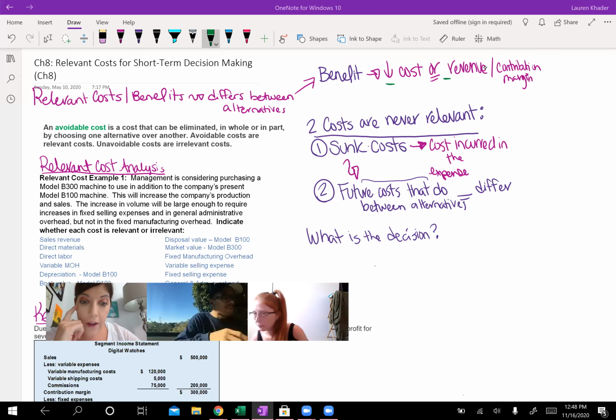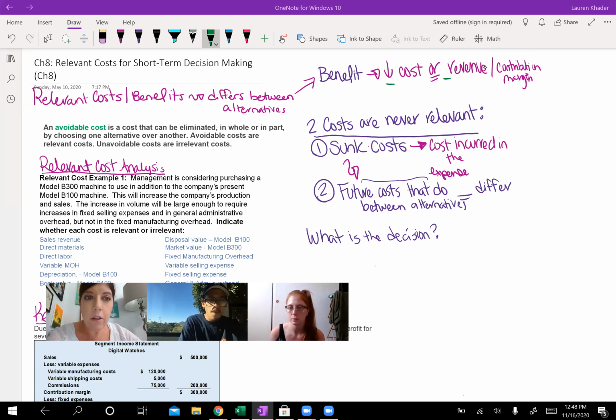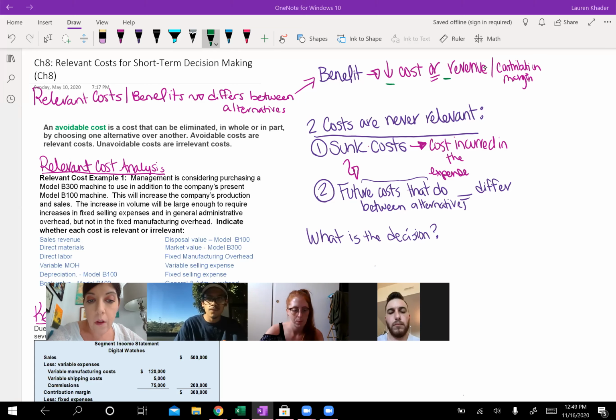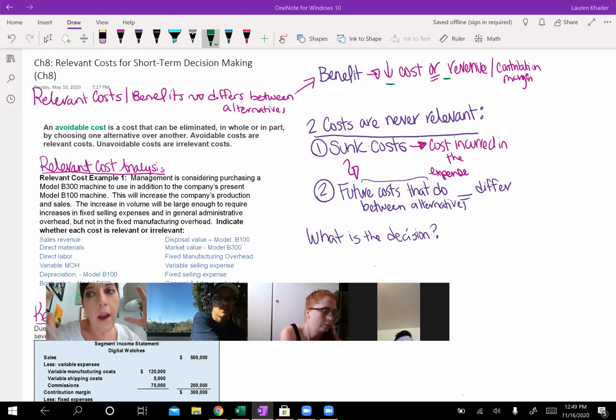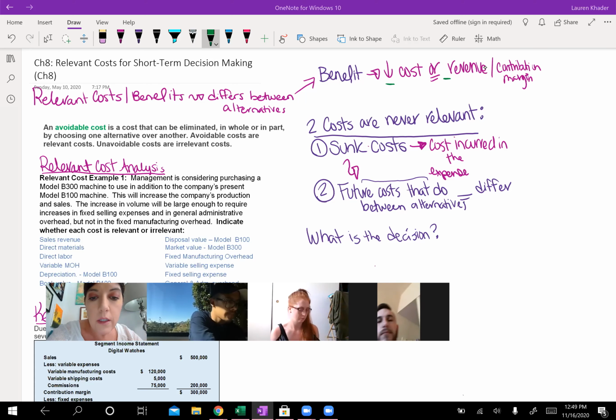So, chapter 8 is all about relevant costs for short term decision making. So, we're going to be looking at information to make decisions for impacting the short term. There's a lot of different decisions that a company has available to make. And what we're trying to do is sort through all of the information that we have available to us and just focus on the pieces that are relevant to the decision at hand, whatever the decision may be.